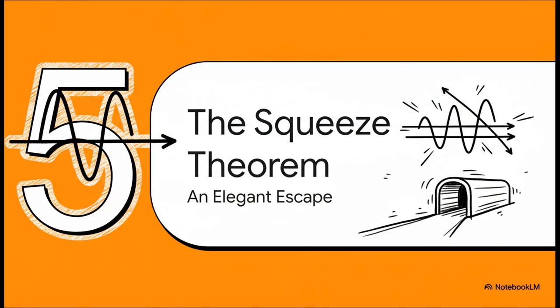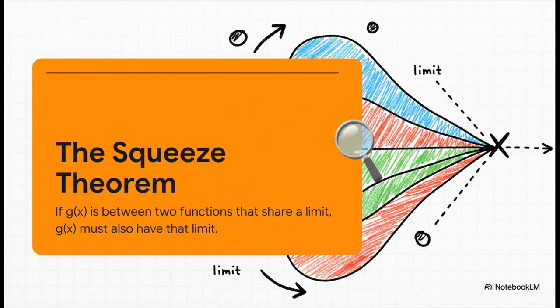Okay, but what happens when the algebra just isn't working? What if you're dealing with a function, maybe one with trig in it, that you can't factor or simplify away? For these really stubborn cases, we have one final, super elegant tool in our kit. This is the squeeze theorem, and the idea is actually pretty simple. Picture this. You've got a function, g of x, and you can't figure out its limit. But what if you can find two other functions that trap it, one that's always above it and one that's always below it? If you can show that both of those outer functions are heading to the exact same point, well, the function in the middle has no choice. It gets squeezed to that very same limit.